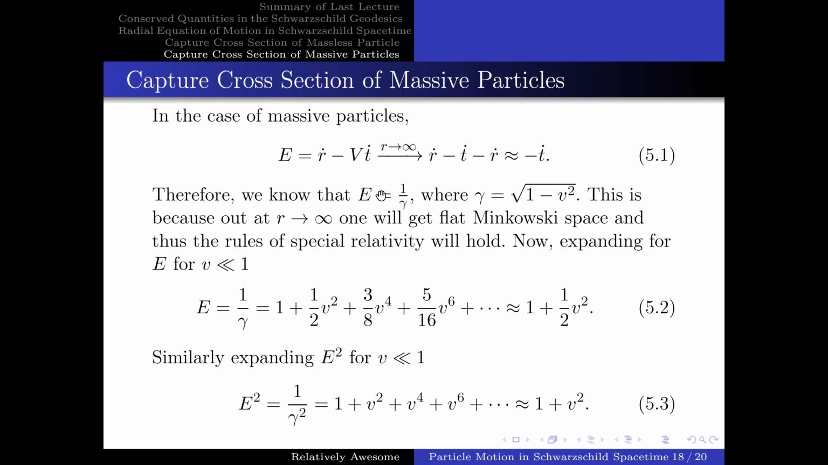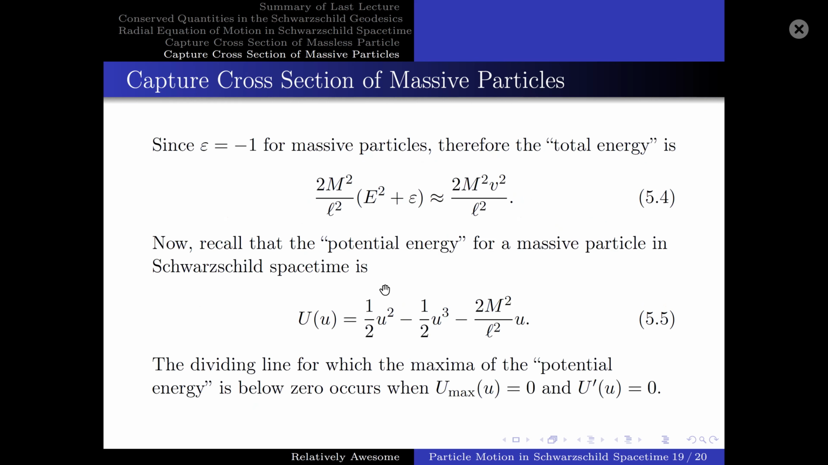In the case of massive particles, E is approximately equal to minus t dot. Therefore, we know that E is equal to 1 over gamma, where gamma is the gamma factor. This is because out at r to infinity, one will get Minkowski's flat space, and thus the rules of special relativity will hold. Now, expanding capital E for small values of v yields the following, and doing the same for capital E squared yields the following, and thus we obtain the following expression for the total energy.